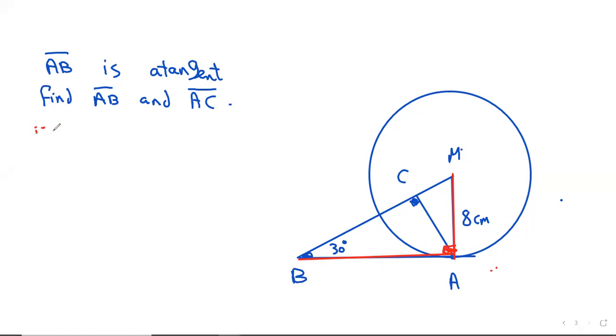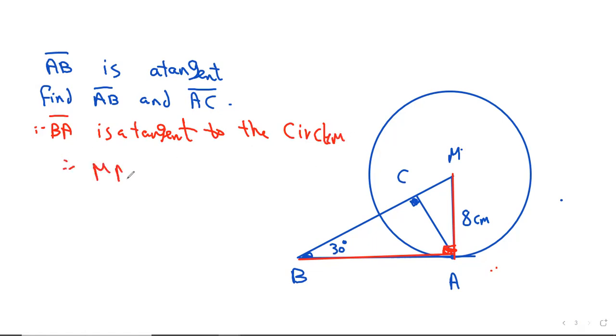So right, since BA is a tangent to the circle M, then MA is perpendicular to BA. You know that the length of the side opposite to the angle of size 30 in a right angle triangle is half the length of the hypotenuse. Where is the hypotenuse? MB is the hypotenuse in this triangle, which is colored in red. So the length of this side here is 8, so the hypotenuse is 16 centimeters.